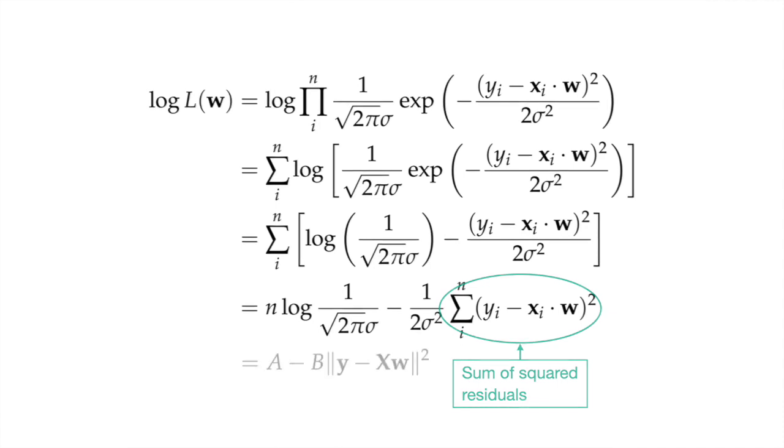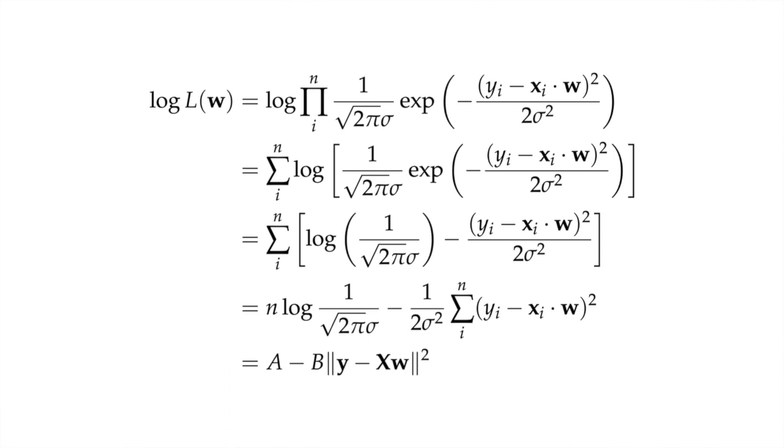We can rewrite the expression like this, replacing the constants with just letters for simplification, and the sum of the squared residuals as this term y minus xw squared, which is the sum of the squared residuals that we defined earlier on. We've already noted that optimization is unchanged by any constant offset or multiplication by a positive constant. Negation flips the optimization, so it will turn maxima into minima and minima into maxima. So we can get rid of both of the constants, but one of them is negative, so we have to negate.